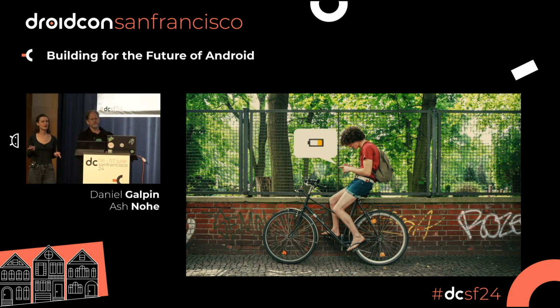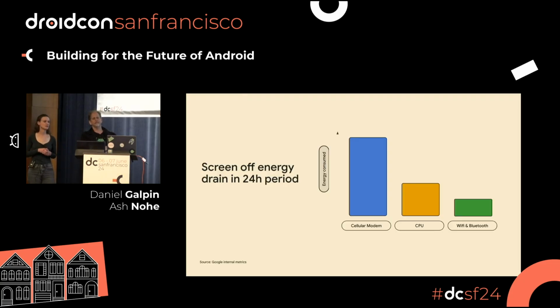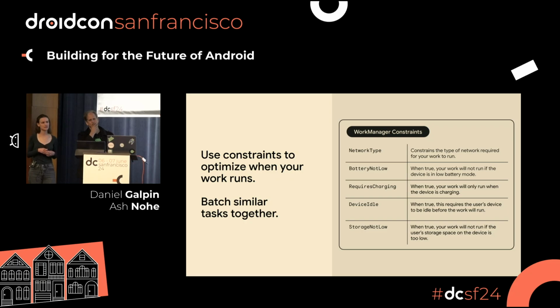When the device runs out of power, no one's apps get used. Screen off energy drain is a big problem, particularly when the device is using cellular data. Which is why Work Manager gives you constraints so you can defer background work until the device is charging on lower power Wi-Fi networks, or at least until the battery is no longer low.